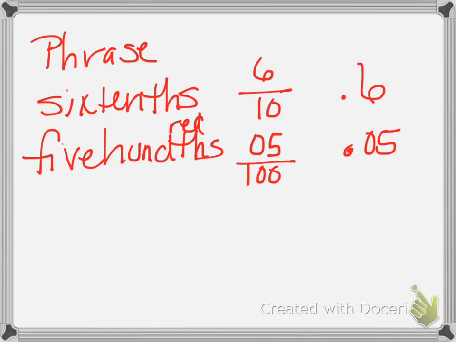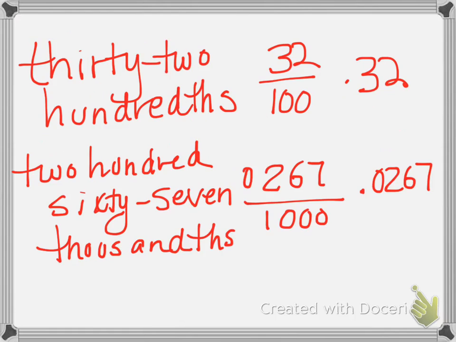Now go ahead and fill out the next two. 32 hundredths as a fraction and a decimal, and 267 thousandths as a fraction and a decimal. Go ahead and pause the video and fill that out. Okay, so now you can check your answer.